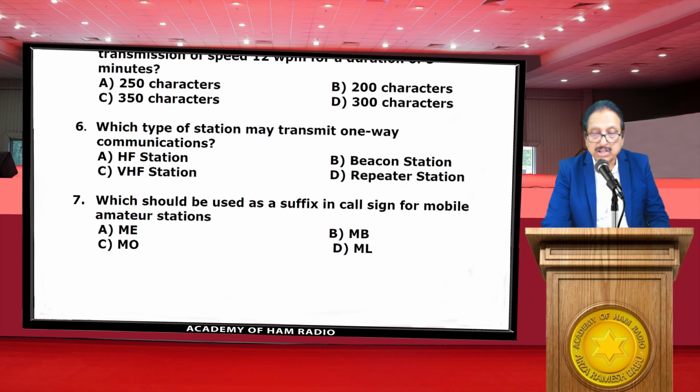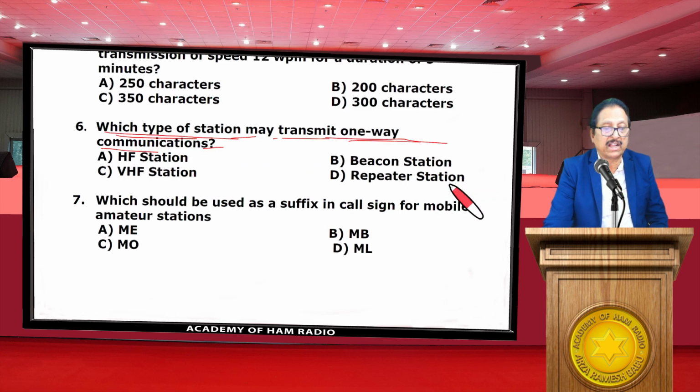Which type of station may transmit one-way communications? So here 4 options are there. You have to select a correct option. There is no negative marking. Each question carries 2 marks. You need to get 20 marks. To get 20 marks, you should be able to answer 10 questions correctly.